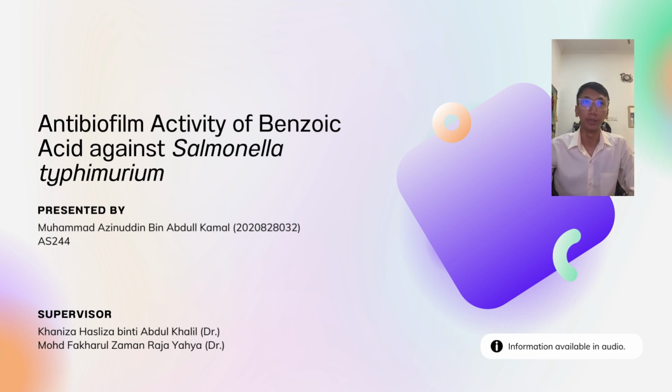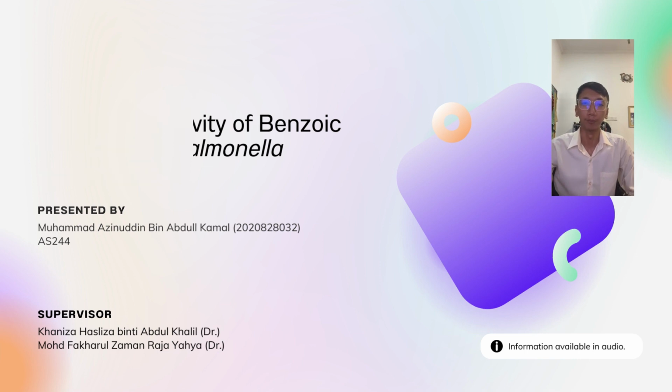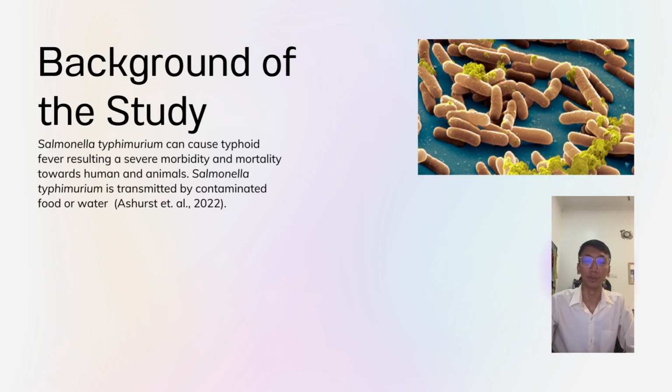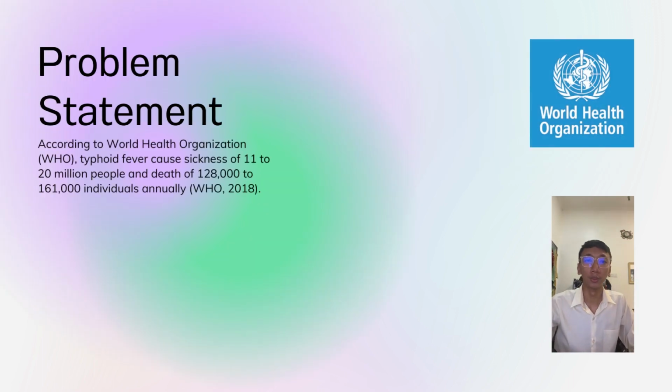Today I will be presenting antibiofilm activity of benzoic acid against Salmonella typhimurium. Salmonella typhimurium can cause typhoid fever, which results in morbidity and mortality towards humans and animals. Salmonella typhimurium is transmitted by contaminated food or water. According to the World Health Organization, or commonly known as WHO, typhoid fever causes sickness of 11 to 20 million people and deaths of 128,000 to 161,000 individuals annually.